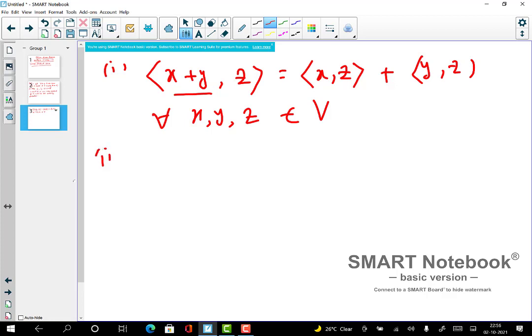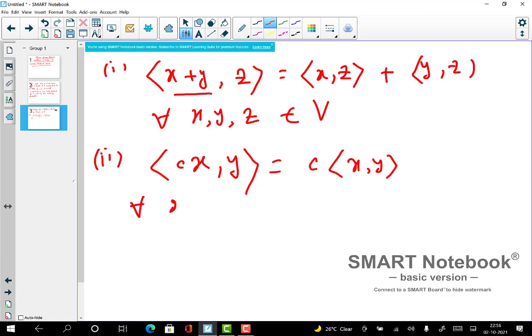Property number two is that if you multiply a scalar, for any scalar, say c, multiply on the first component, then it is actually the same as taking the inner product first, then multiplying. This is also true for all x, y elements of V, and any c belonging to that field F. Field can be real or complex, doesn't matter.